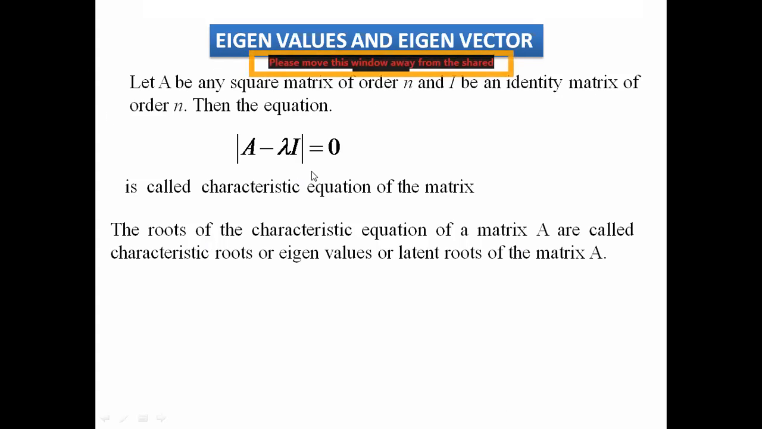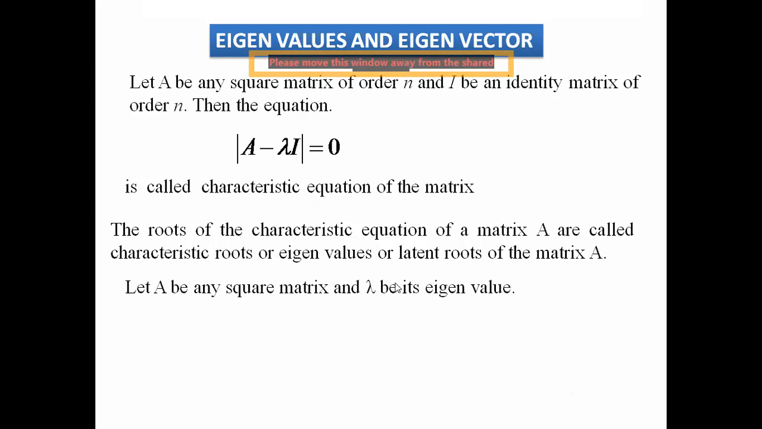Usually they give a 3 by 3 matrix. 3 by 3 means we get a polynomial of degree 3 only. Those roots we can easily find using a calculator. Get the roots. These are called eigenvalues. Now, next, what is an eigenvector?